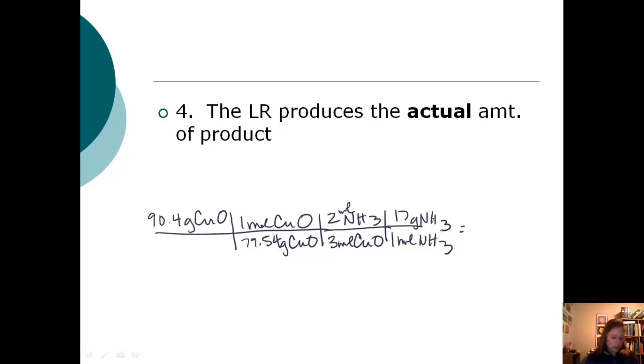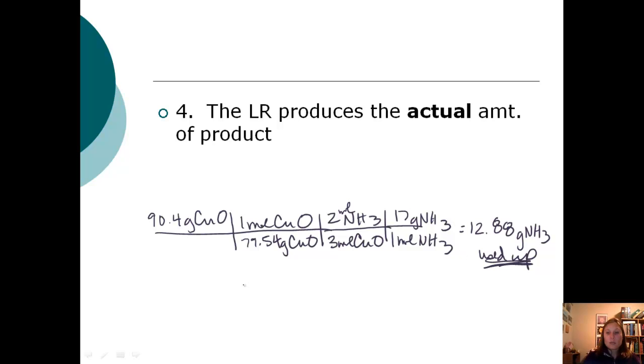Okay, so let's calculate how much is used up. Times 2 divided by 3. Since we're using the copper 2 oxide as our limiting reactant, we can now go from grams of copper 2 oxide to grams of NH3. This is the number of grams of NH3 that was used up in the reaction. It's gone. It was reacted.